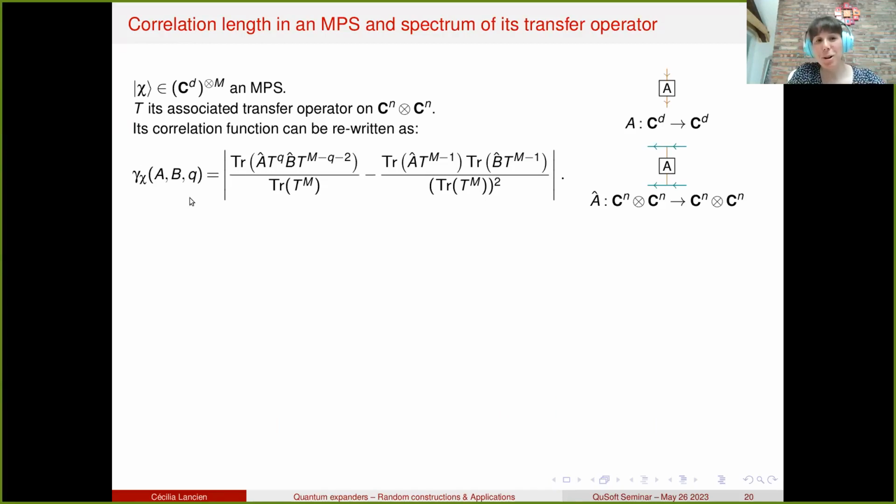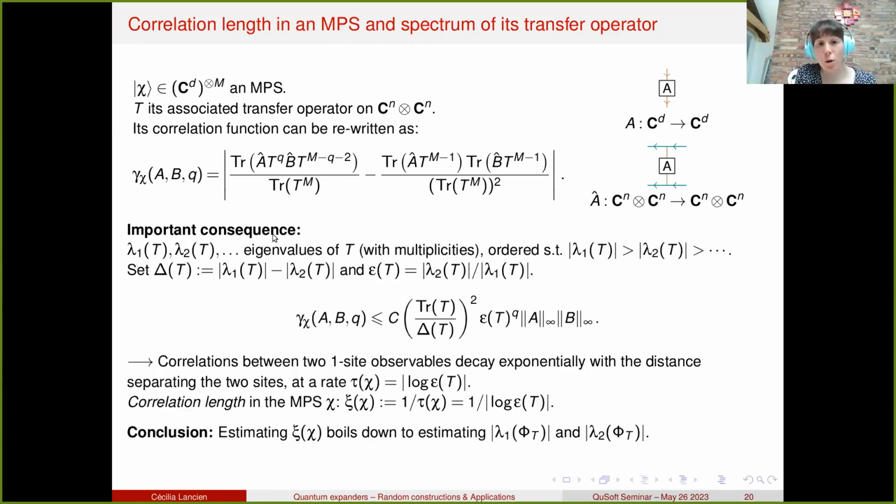So yeah, I was just saying, we can rewrite this correlation function not as an inner product, but as a trace involving some operators A hat and B hat that you obtain in a very straightforward way from your observables A and B, intertwined with some powers of my transfer operator T. And a consequence of this writing for my correlation function is the following upper bound. If I denote by lambda 1, lambda 2, etc., the eigenvalues of my transfer operator, this time with multiplicity, they are ordered in decreasing order of their modulus.